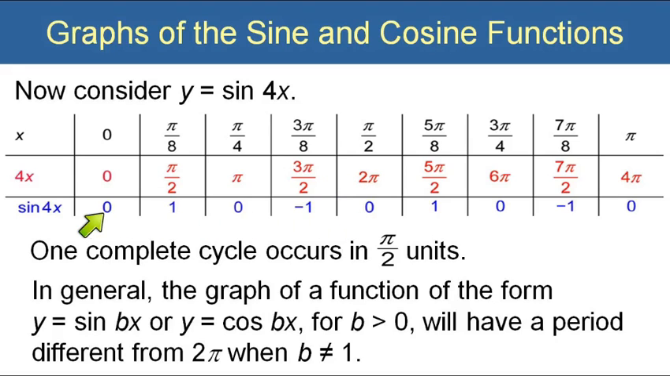So this is one whole cycle for sine of 4x, but in the meantime, x has only gone from 0 to pi over 2. So now I have an entire period occurring between 0 and pi over 2. So one complete cycle occurs in pi over 2 units. So it says, in general, the graph of a function that is sine of bx or cosine of bx will have a period that is different from 2 pi.